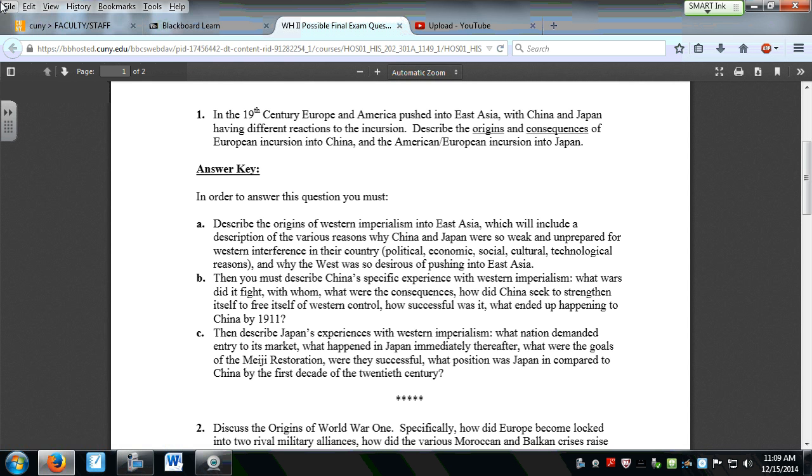Okay? Now, both China and Japan shared a lot of things in common that made them such easy targets, and there were some differences between China and Japan. So I want you to lay them all out. And once you've done that, then I want you to start focusing on, why did the Western countries, and by the West I mean Europe and America, why did they go seeking to economically penetrate both China and Japan?